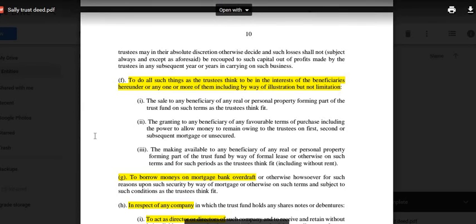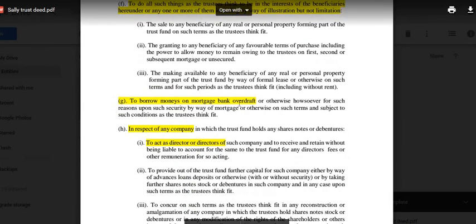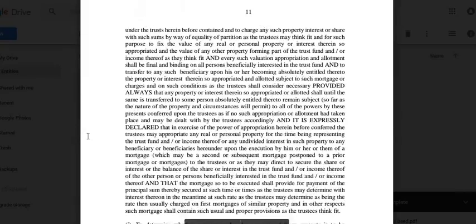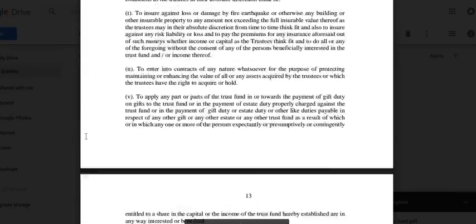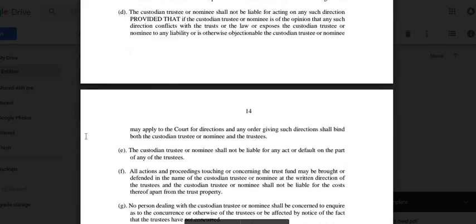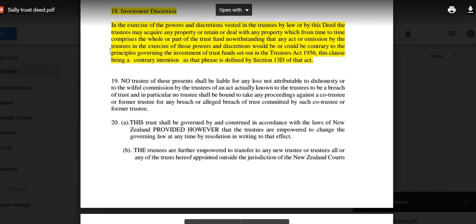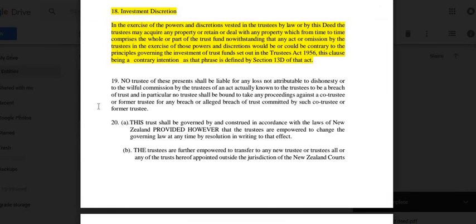So that's extending the powers a little more. Borrow monies on mortgage from a bank overdraft. We'll talk about that in creditors. And then further down, as we go through a long list of powers, which is normally quite typical, we have an investment decision clause, which is trying to exclude the liability of trustees for not acting prudently.